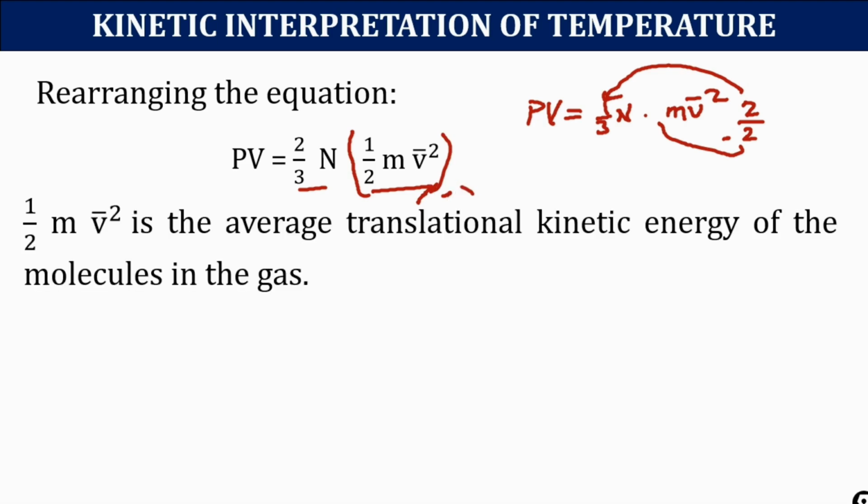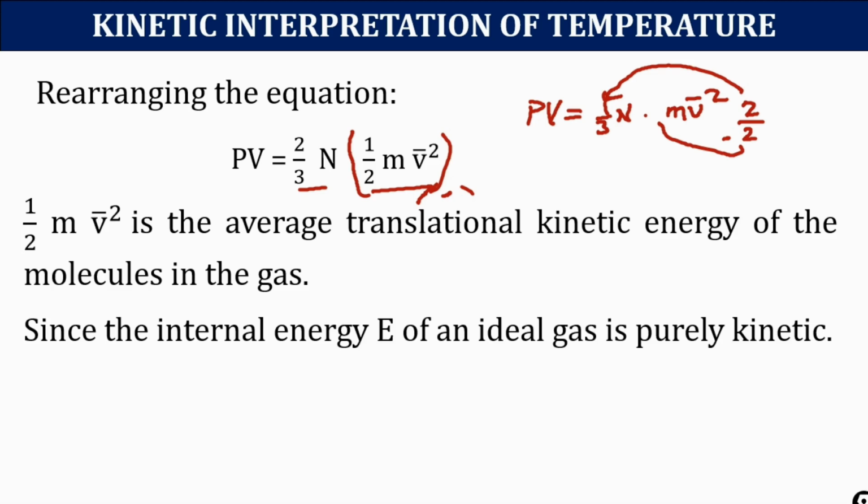From the definition of kinetic energy, we know that half m v bar square represents the average kinetic energy. The internal energy of an ideal gas is purely kinetic. Look, in ideal gases we assume that there is no force of attraction between the molecules. Hence the internal energy, which we represent with capital E, is the sum of all the energies, that is potential and kinetic. Since potential energy is 0, the internal energy of an ideal gas is purely kinetic energy.